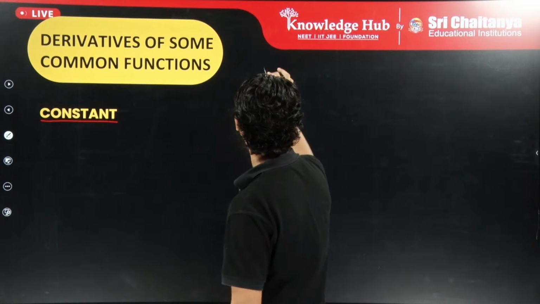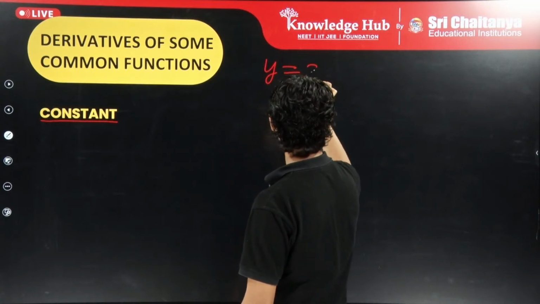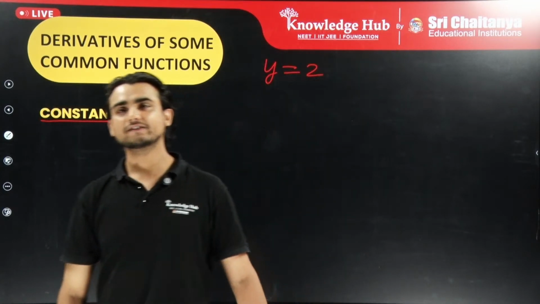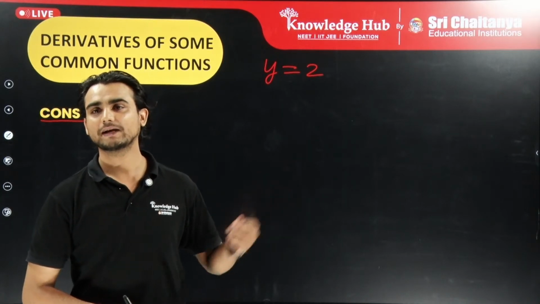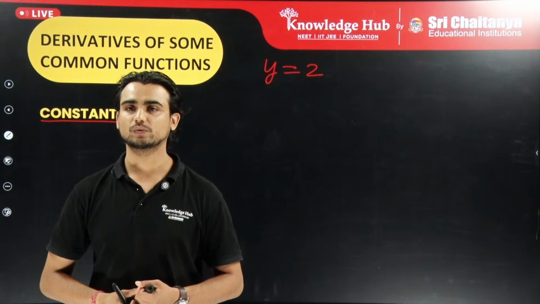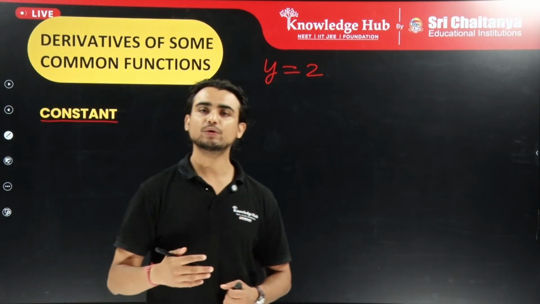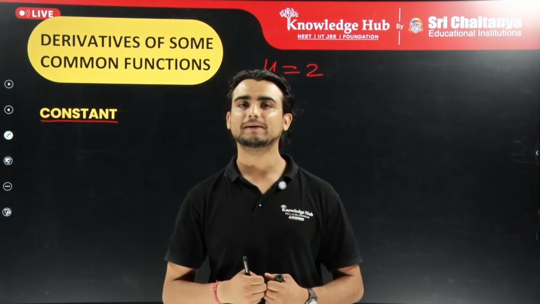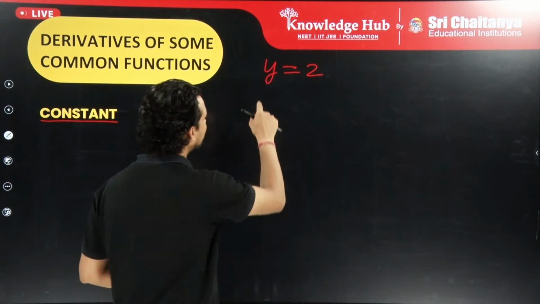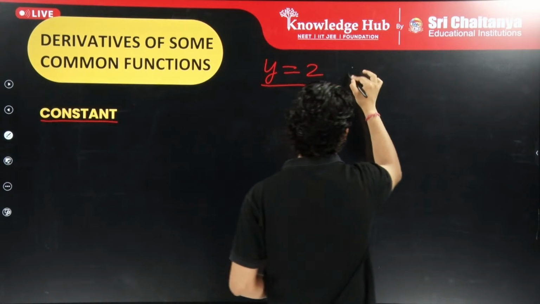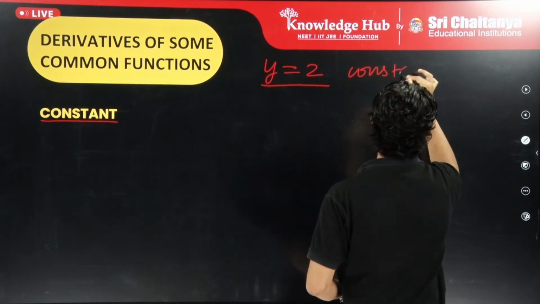So let's say y is equal to 2. Now if I put x equals 0 as my input, what do I have as my output? y equals 2. If I change my input x to 3, what is my output? y equals 2. So can I say that this is a constant function, right? So this is a constant function.